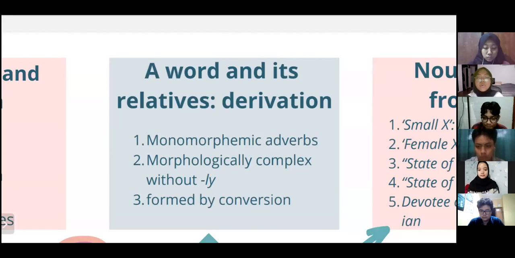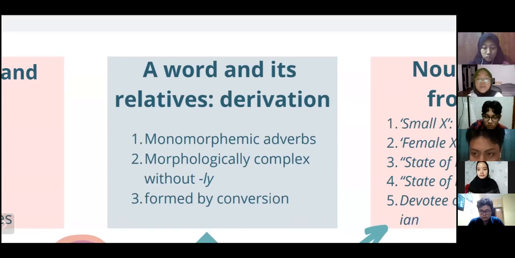The first one is simple or monomorphemic adverbs. These include some very common words such as often, seldom, never, soon, and so on. The second is some other adverbs that are morphologically complex without containing "ly," such as nowhere, everywhere, today, and yesterday. The last one, there are common adverbs that are formed by conversion, such as fast, as in the car was driven fast, and hard, as in they work hard, derived from the adjective fast, as in a fast car, and hard, as in hard work.